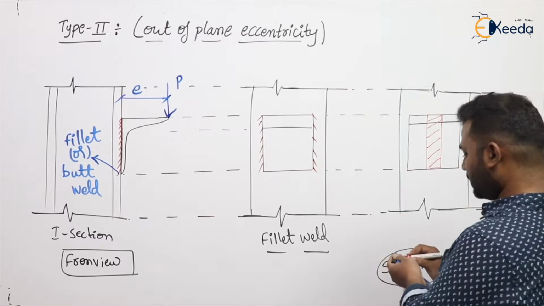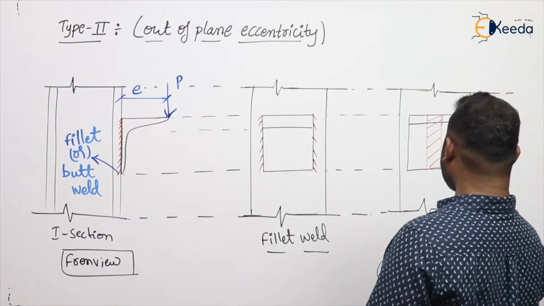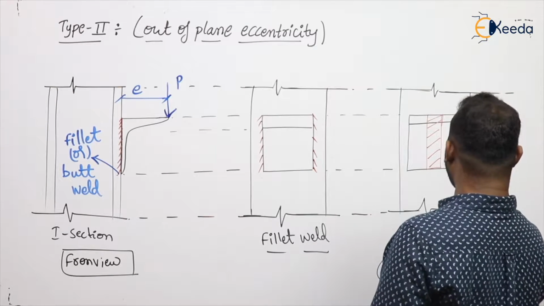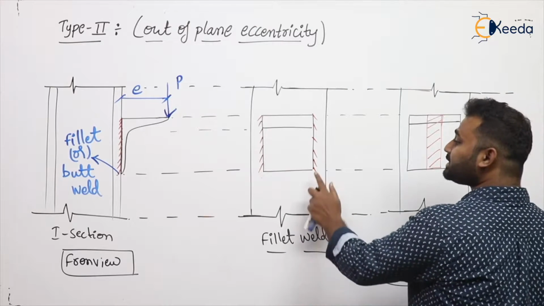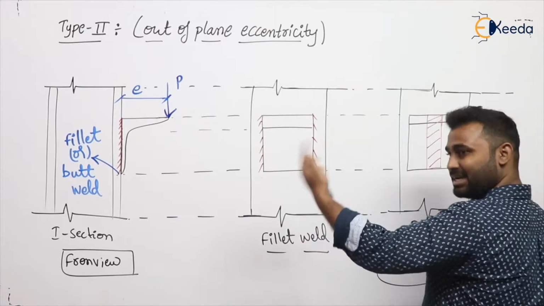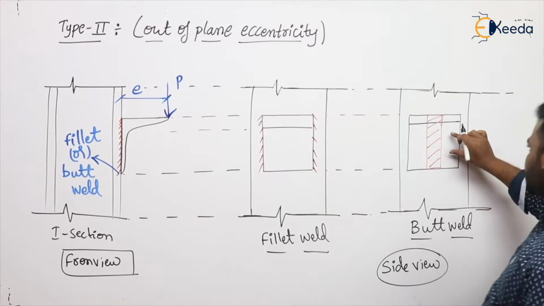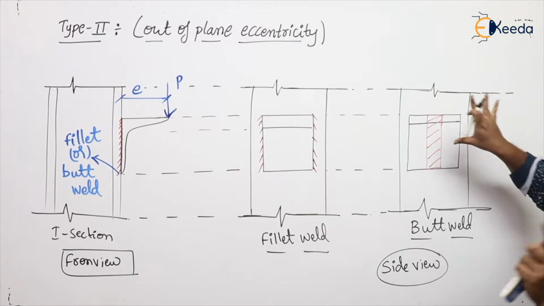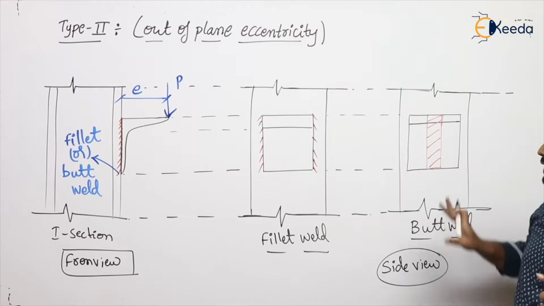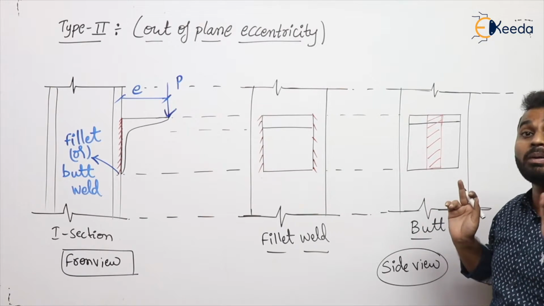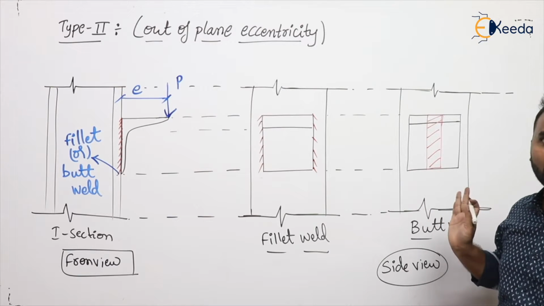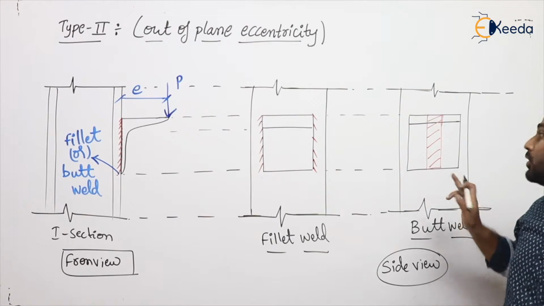So this is how the butt weld. From this side view, it is very clear that fillet weld is always done at the edges or at the sides or at the ends. Whereas butt weld is done on the surface. That is the main difference. Butt weld is mainly done on the surface, and to carry out butt weld, edge preparation is mandatory. Without edge preparation, we can't carry out butt weld.